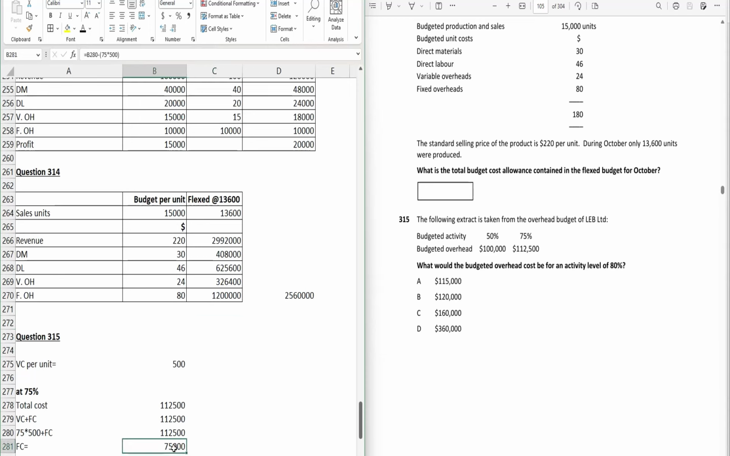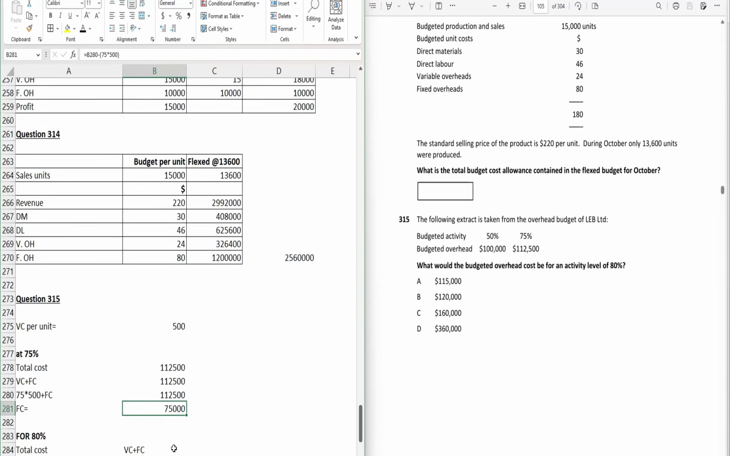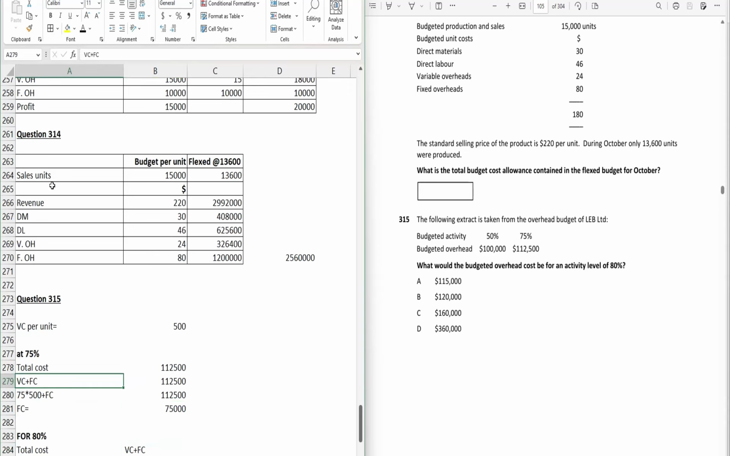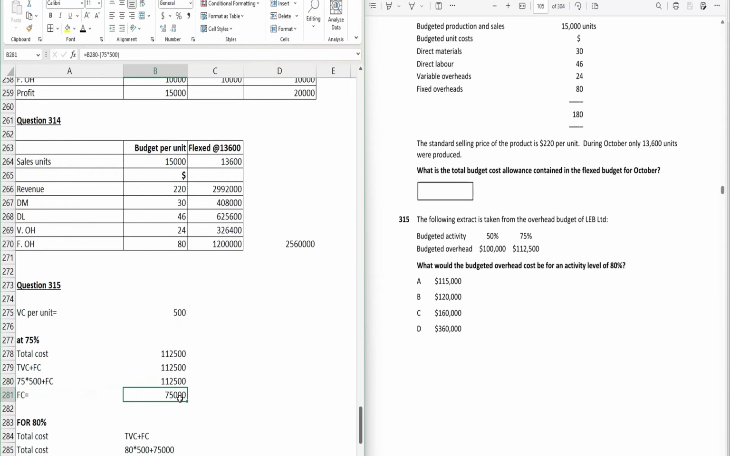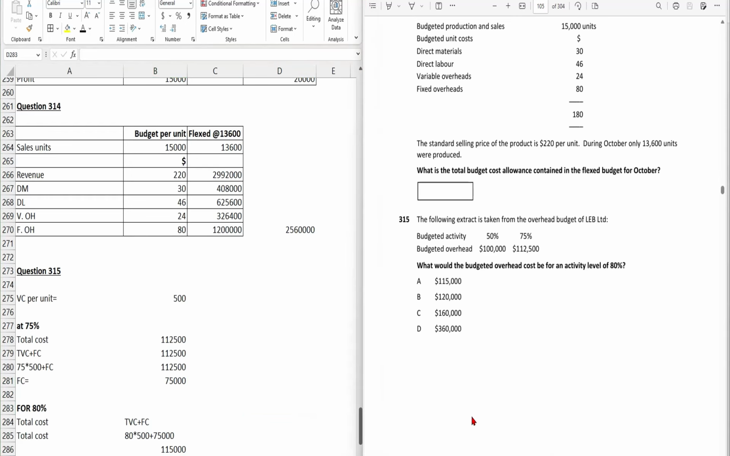So now we will calculate for 80% of activity. At 80% of activity, we need to find the total cost, and total cost is equal to total variable cost plus the fixed cost. It's the total variable cost, not the variable cost per unit. We find the total variable cost as 80 into 500, plus fixed cost of 75,000. This gives me the figure of 115,000, which is our answer. So yes, we are done.